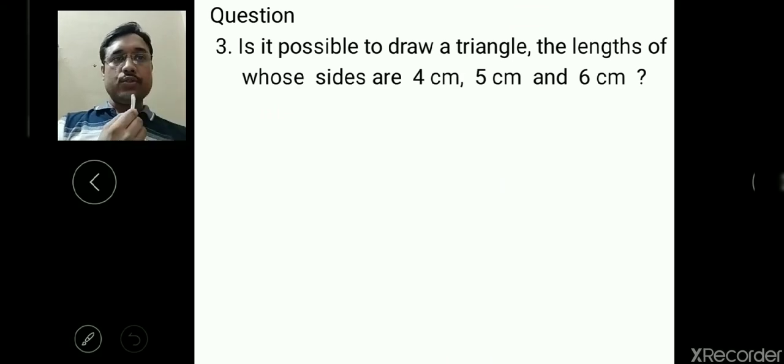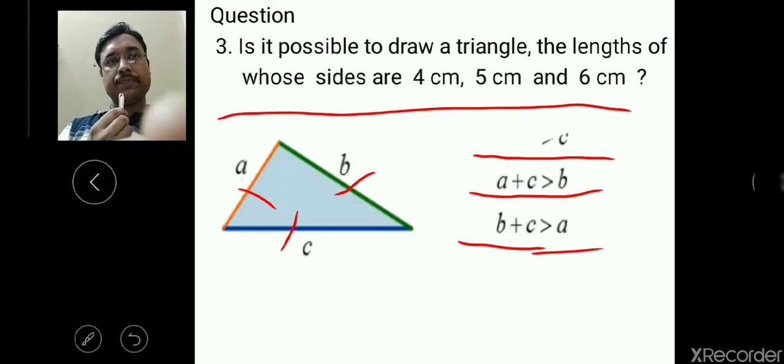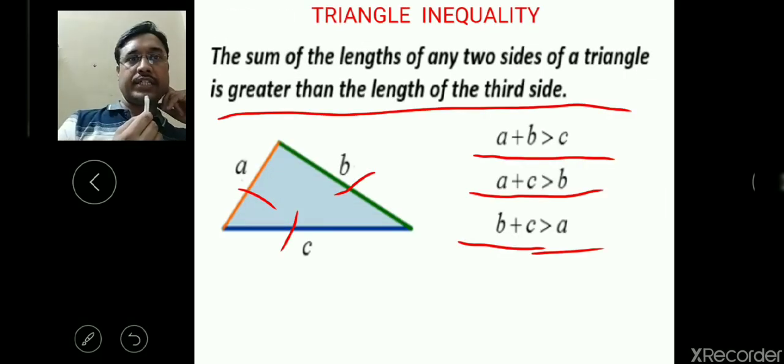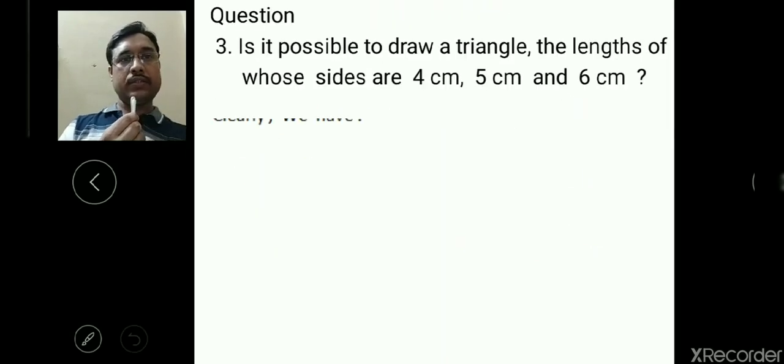Is it possible to draw a triangle, the lengths of whose sides are 4 centimeters, 5 centimeters and 6 centimeters? Is it possible to draw? So you will verify with this property only. The sum of the lengths of any two sides of a triangle is greater than the third side. So you are going to do this.